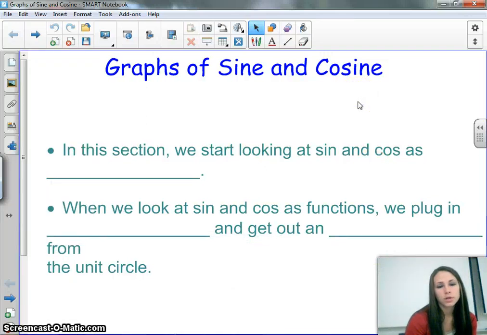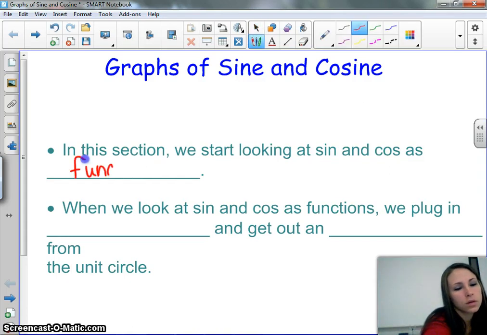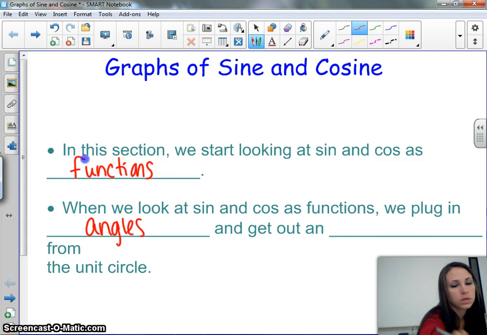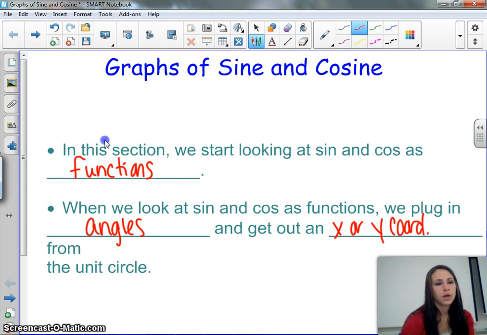Alright, so in this section we're going to start looking at sine and cosine as functions, or looking at their graphs. When we look at sine and cosine, we're going to get the graphs from the unit circle. When we look at sine and cosine as functions, we plug in angles to sine and cosine, and then we get out an x or y coordinate from the unit circle. It's really not anything different that we've been doing. We're just going to look at some specific angles and see, if we graph those points, what the graphs of sine and cosine will look like.